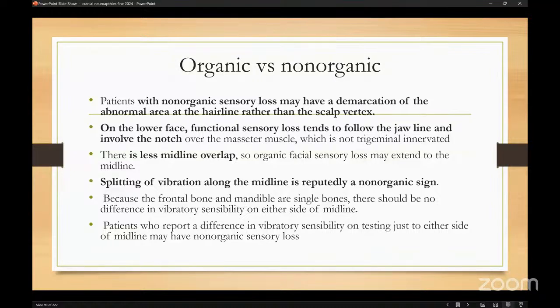Also, if somebody is telling that there is a sensory loss over the forehead, but it's only up to the hairline and beyond there is a normal sensation, that is also wrong. That is also non-organic, because V1 extends to the middle of the vertex. And also, if somebody is having sensory loss of the entire lower jaw, that is also not happening, because in the angle of jaw there will be preservation, because there is supply by C2, C3 in the angle of jaw.